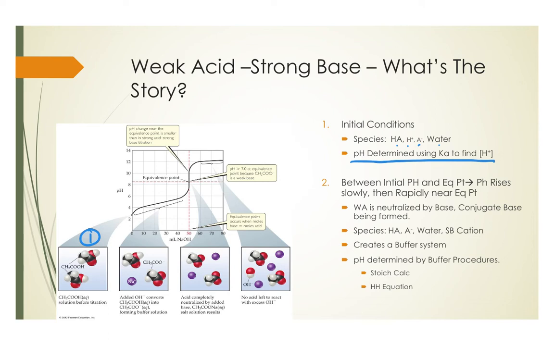Between the initial pH and the equivalence point, so anywhere in this region of 2, essentially what's happening again is the weak acid gets neutralized by the base, and conjugate base is being formed. So you end up with the weak acid, its conjugate base, the water, and a cation from the strong base. Okay, because I've got a weak acid and its conjugate base, that creates a buffer system. And so essentially the pH here is going to be determined by buffer procedures. You're going to do the stoichiometric calculation first, and then use Henderson-Hasselbalch.